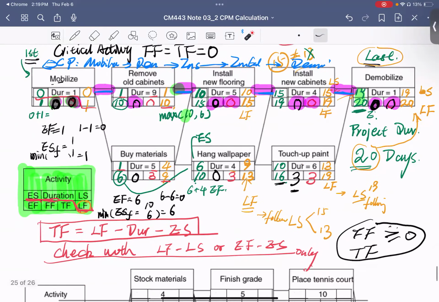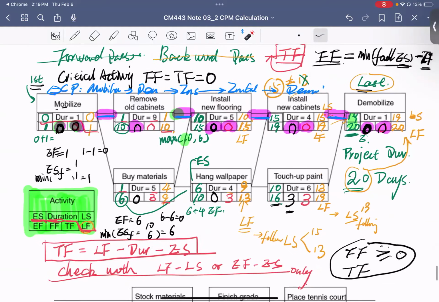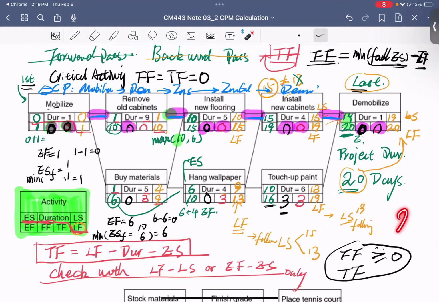All right. So this is the second example we did for the CPM. Any questions so far? No. Okay, great. So what's the time now? It's 2:20. It's already 2:20 now.